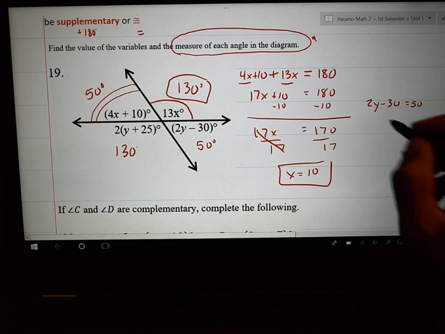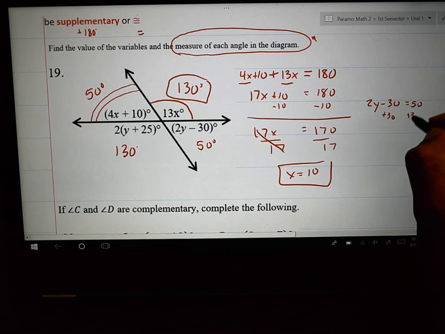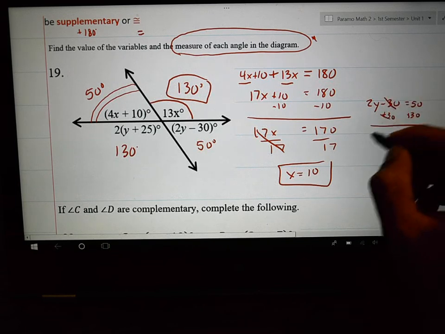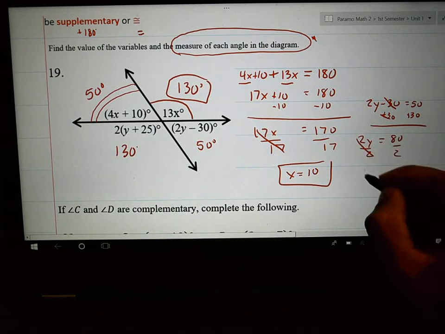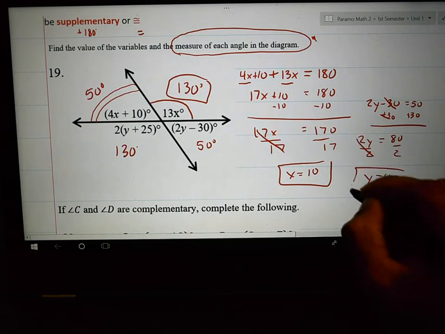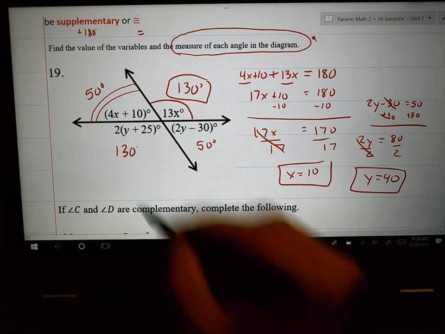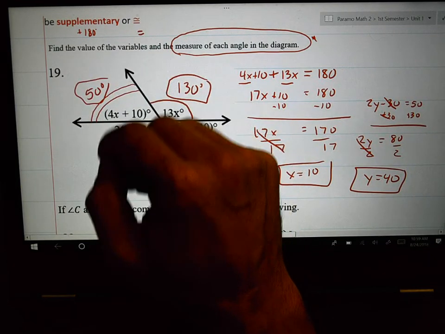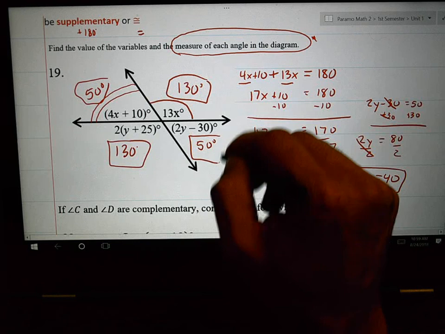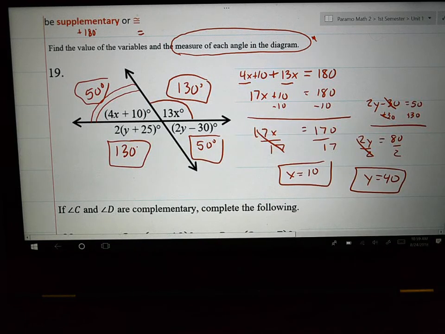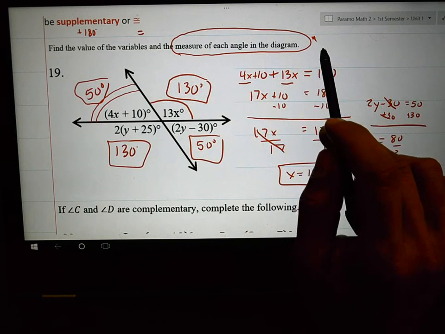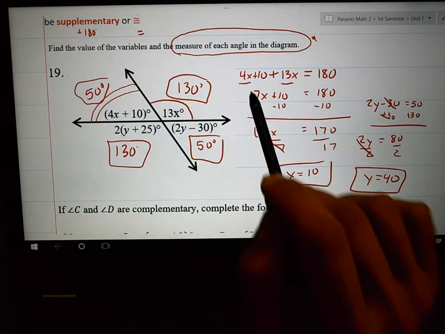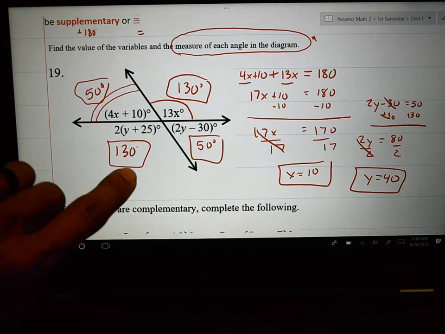I can add 30. And I can do 2y is equal to 80. Just like that. And I've answered the question because I found every single angle, and I found x, and I found y. But if you want to make a note to yourself, the biggest note is don't forget to plug back in the angle, because that's where we miss questions on the test.